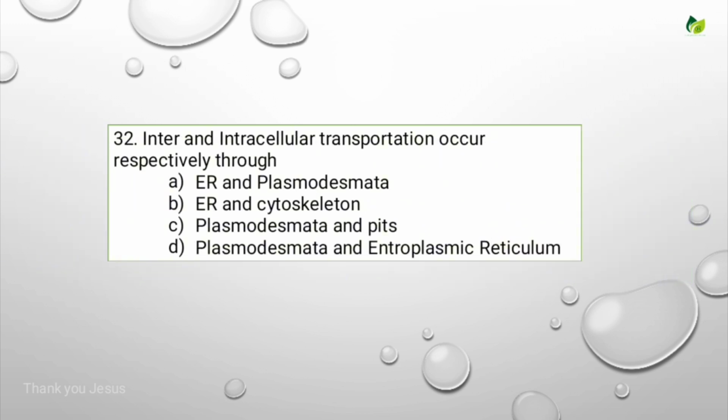Let's see the next question. Inter and intracellular transportation occurs respectively through? Options are endoplasmic reticulum and plasmodesmata, endoplasmic reticulum and cytoskeleton, plasmodesmata and pits, plasmodesmata and endoplasmic reticulum. For this, the correct answer is plasmodesmata and endoplasmic reticulum.